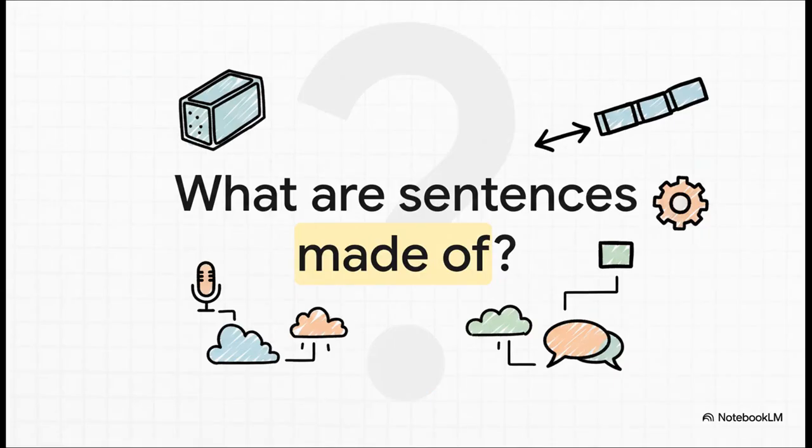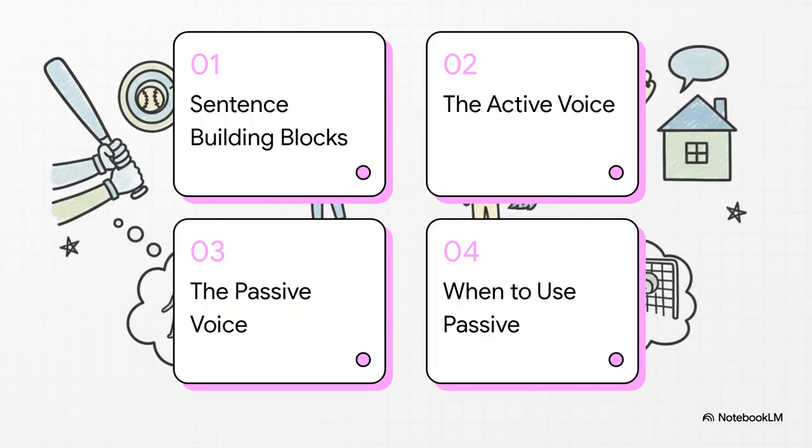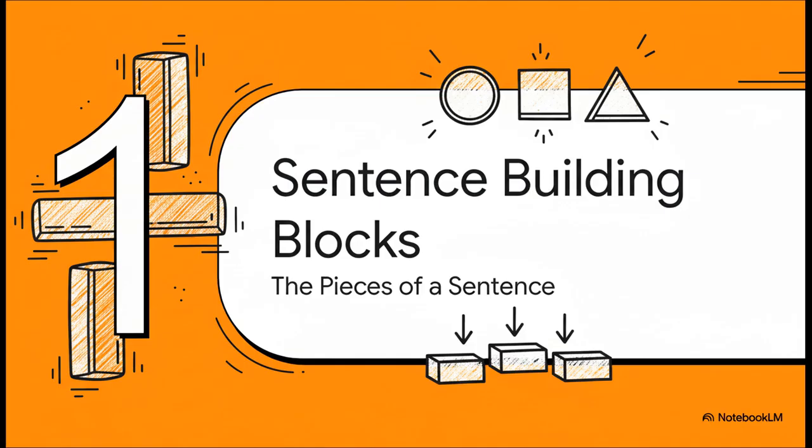But hang on, before we can really get into active and passive, we need to take a quick step back. We got to look at how we build sentences in the first place. I mean, what are the basic pieces we're actually working with here? So, here's our plan for today. First up, we'll look at the basic building blocks of a sentence. Then, we'll jump into the active voice. After that, we'll explore the passive voice. And finally, we'll figure out exactly when and, more importantly, why you'd want to use it. Sound good? All right, let's start at the very beginning.